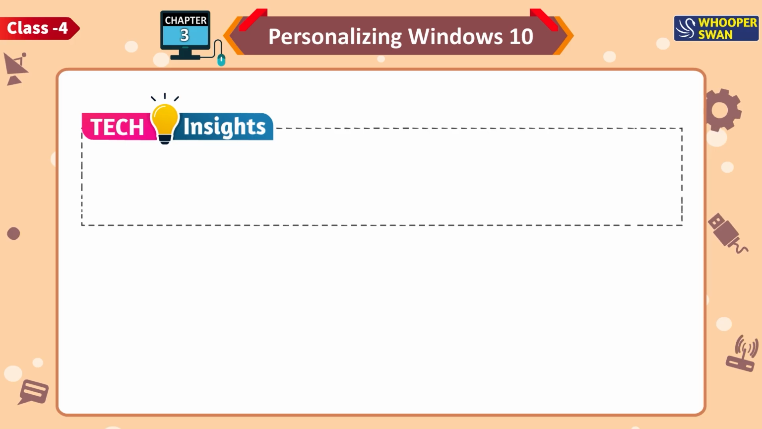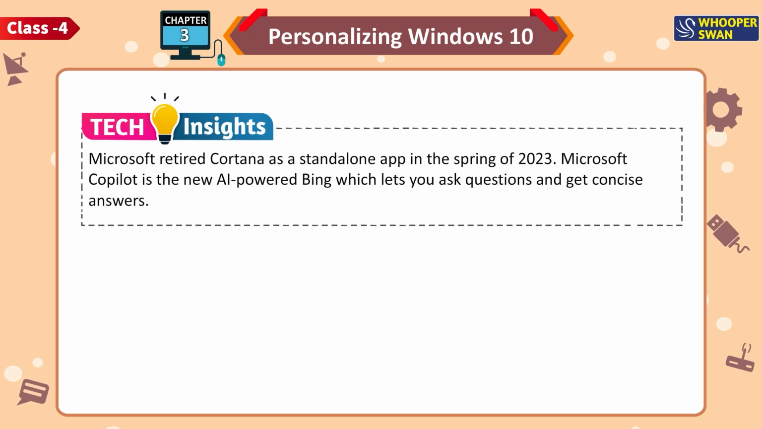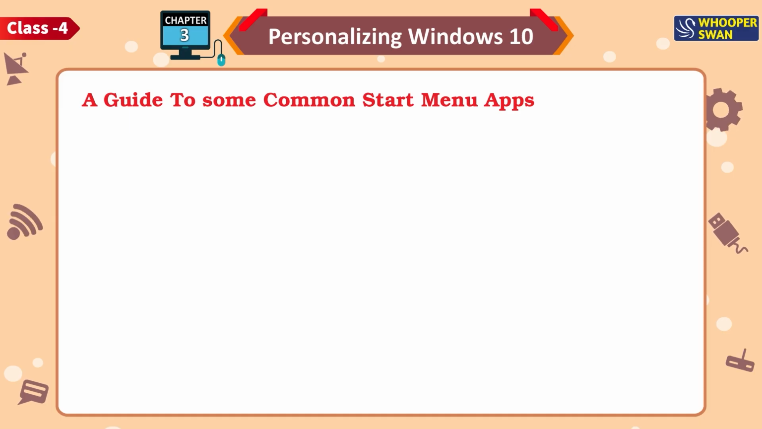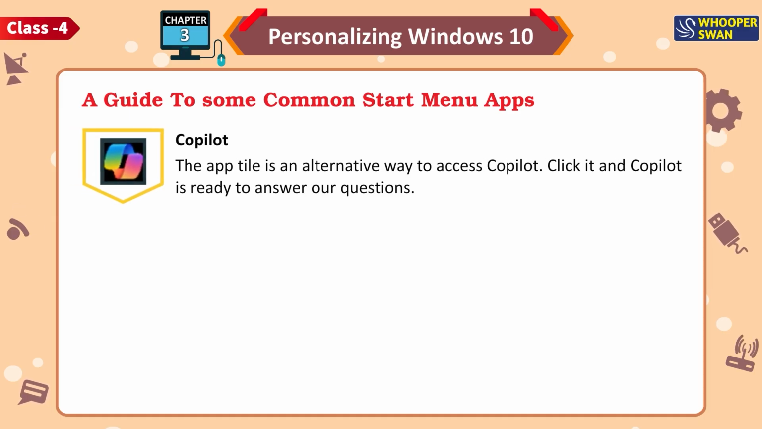Tech Insights. Microsoft retired Cortana as a standalone app in the spring of 2023. Microsoft Copilot is the new AI-powered Bing which lets you ask questions and get concise answers. A guide to some common Start menu apps. Copilot. The app tile is an alternative way to access Copilot. Click it and Copilot is ready to answer our questions.